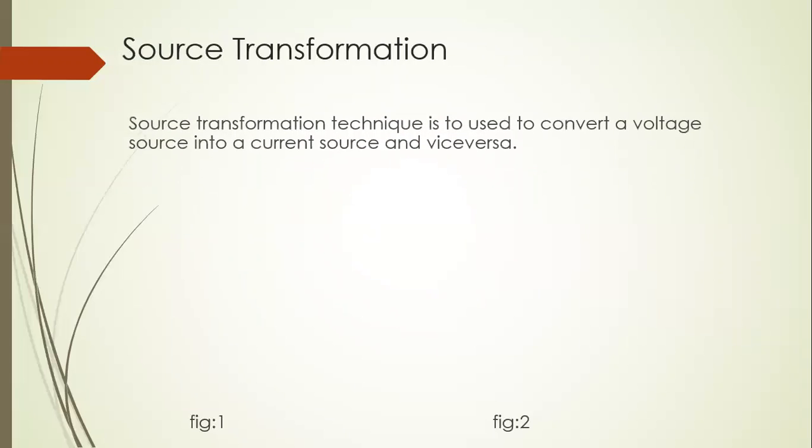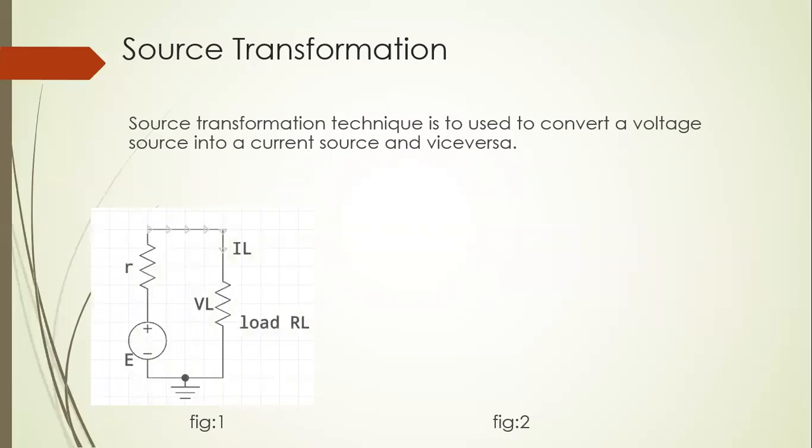As the name itself indicates, the source is being transformed. If the network in the given problem is in the form of a voltage source, we will convert that into a current source. The source transformation technique, as I told you, is used to convert a voltage source into a current source or vice versa.